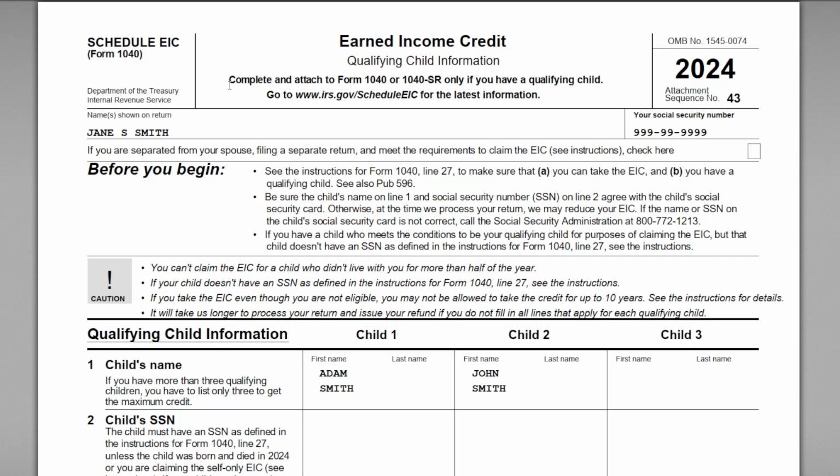The Schedule EIC is required when you have qualifying children that you want to use to increase your credit amount, and so the IRS requires this additional information. So we'll go through the Schedule EIC.